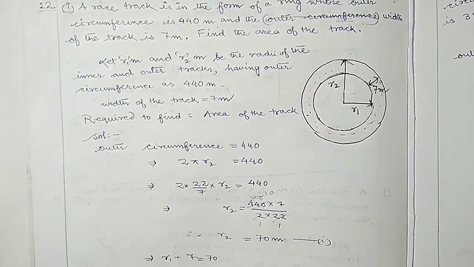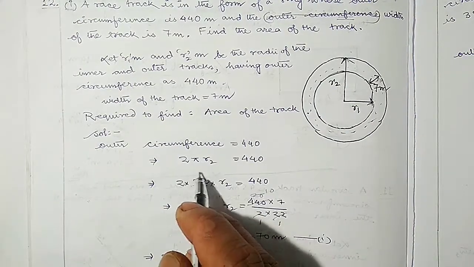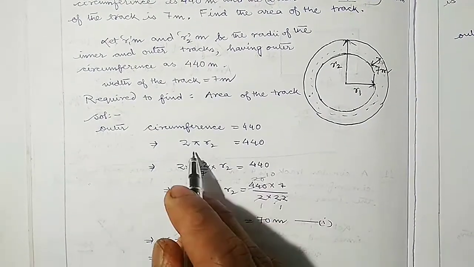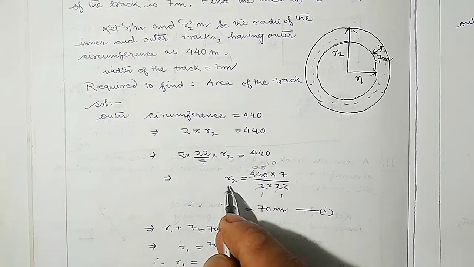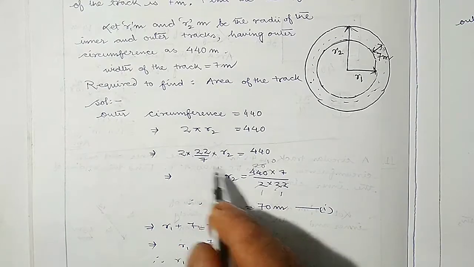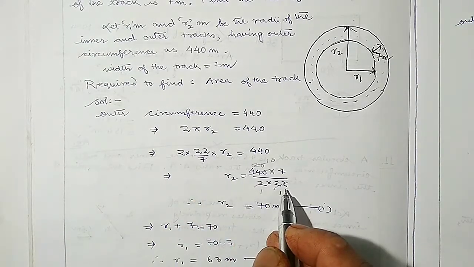Now as given in the question, the circumference of the outer circle is 440. So we can write 2 pi R2 is 440. 2 pi is 22 by 7 into R2 is 440. So R2 will be 440, 7 will be in the numerator, and 2 and 22 will be in the denominator after cross multiplying.